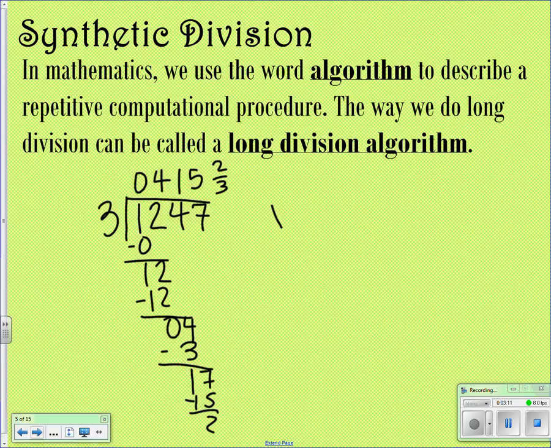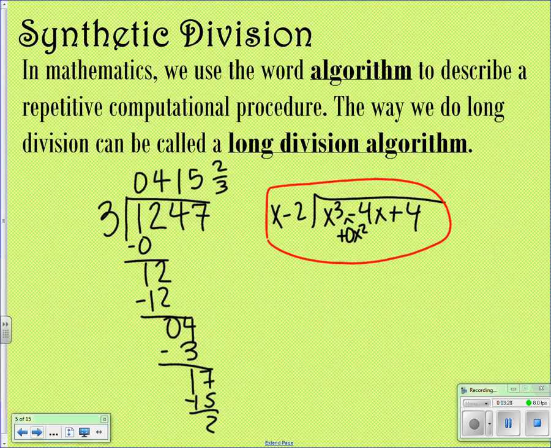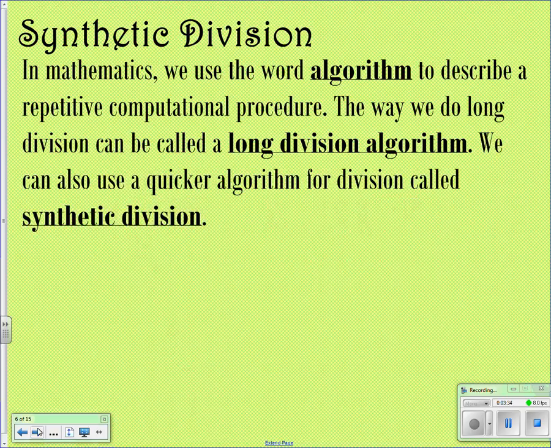We also have done this kind of long division. Something like that maybe. You'd need to add in your 0x squared here. We did that at the beginning of the year. Well, synthetic division is going to be dealing with this, but it's going to be making it a little bit easier, or at least quicker. Maybe not easier, but it will definitely make it go quicker. So the quicker algorithm for long division is called synthetic division, and that's what we're going to be looking at in just a minute.